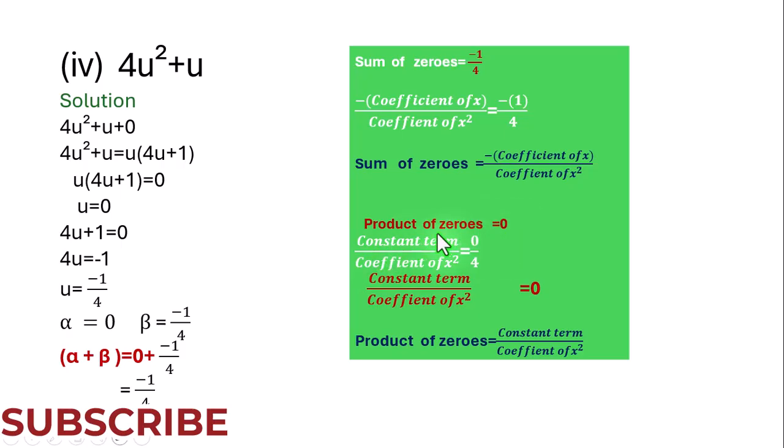Then product of zeros: constant term is 0, coefficient of x square is 4, so 0 upon 4 is equal to 0. Here product of zeros is equal to constant term upon coefficient of x square.